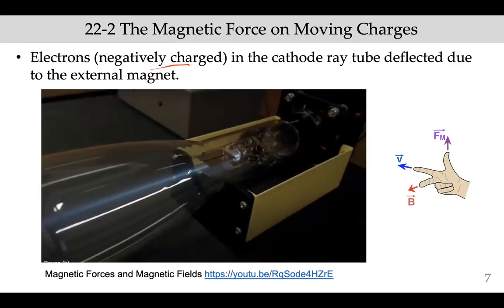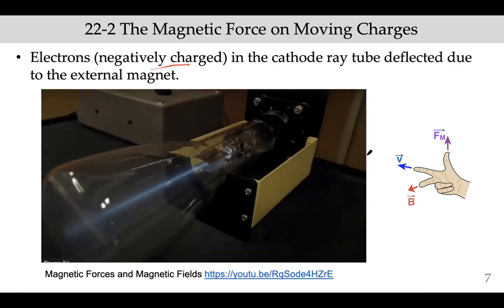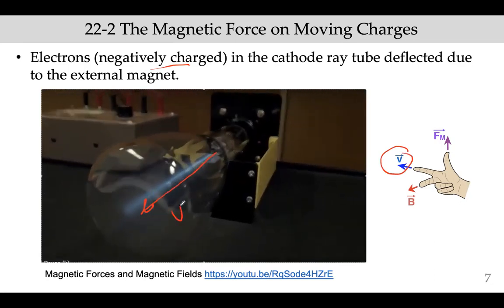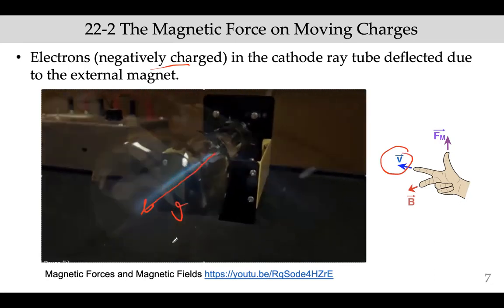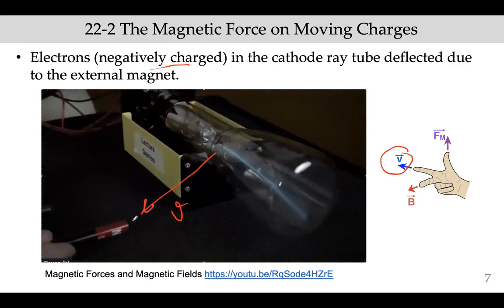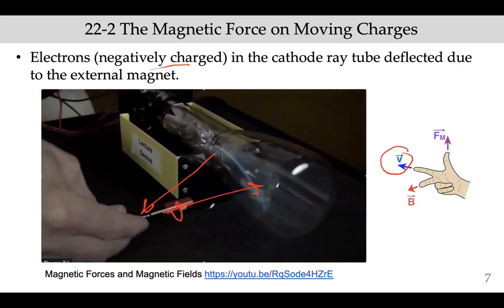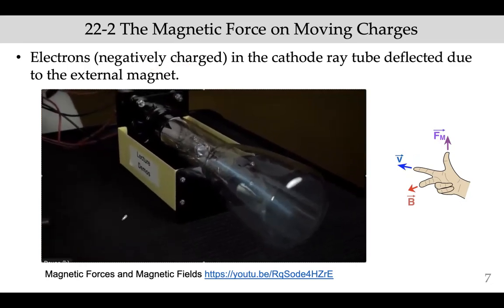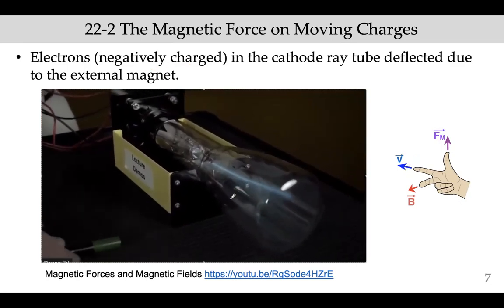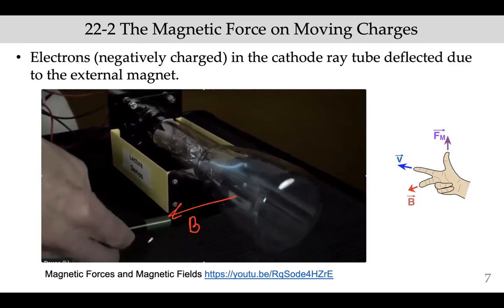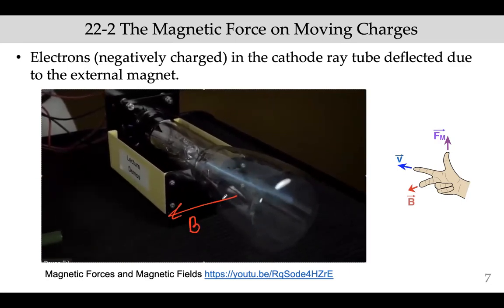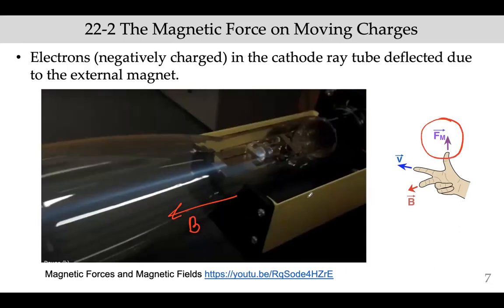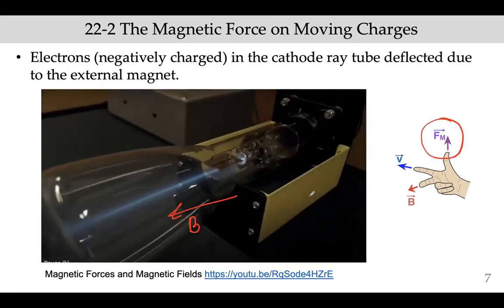So we know the electrons are coming in this direction. This is the velocity. And now we know the magnetic field. If you're coming with the north, then these are the magnetic fields, or if you are approaching with the south end, these are the magnetic fields. Now, you can find the direction of force by using your right hand.